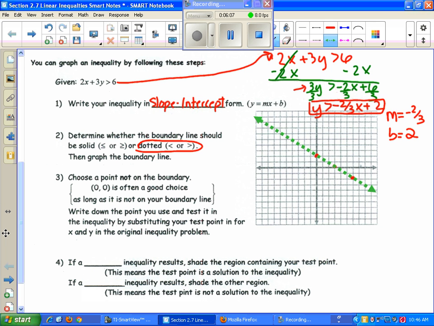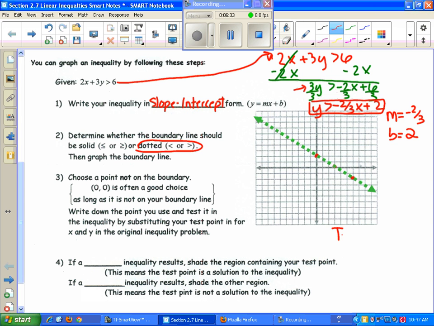So now that I have my boundary line, which is again a dotted line because we're not equal to, I have to figure out which region I'm going to shade. So choose a point that's not on the boundary. Usually 0, 0 is a good choice if it's not on your boundary line, because it's easiest to plug into your equation. So I always like to write down the point that I'm going to pick to test.